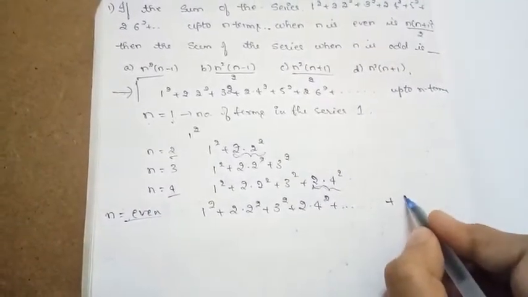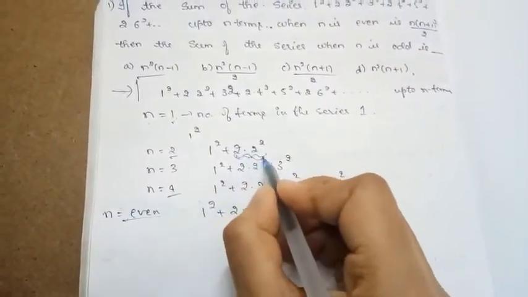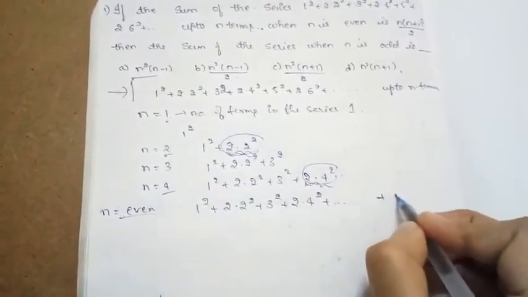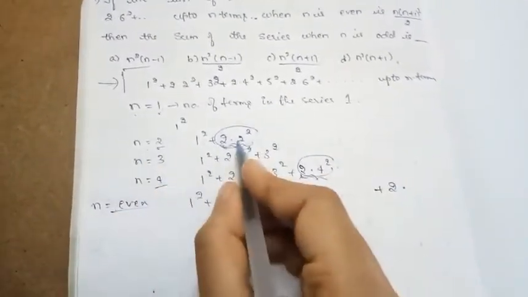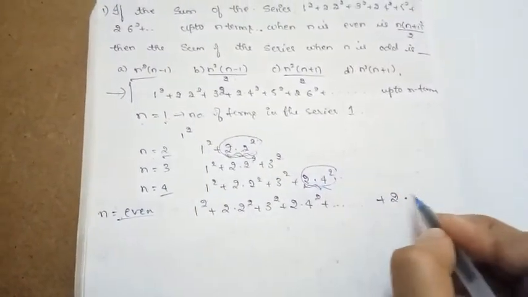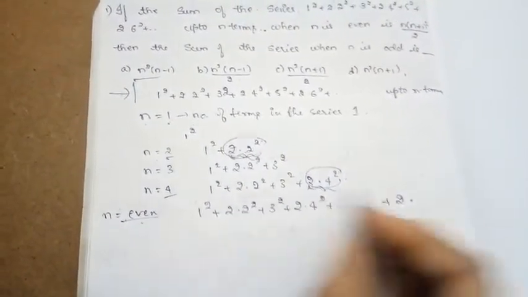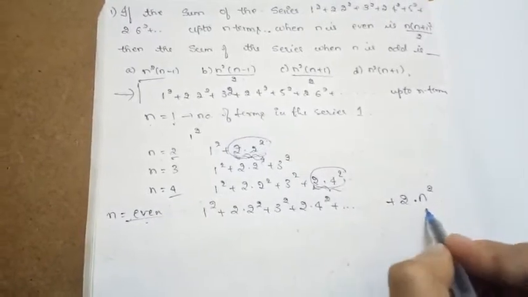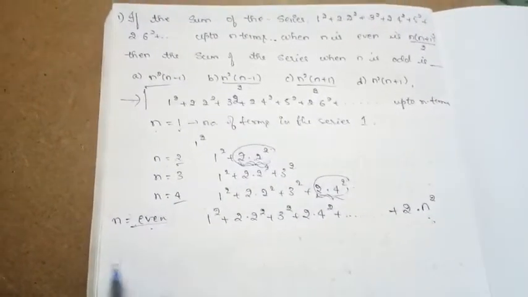What happens? 2 is common in each and every even term when n is even. You can see here, when n is equal to 2, it is 2 into 2 square, when n is equal to 4, 2 into 4 square. So when n is even, it becomes 2 into n square. So this will become the last term when n is even.